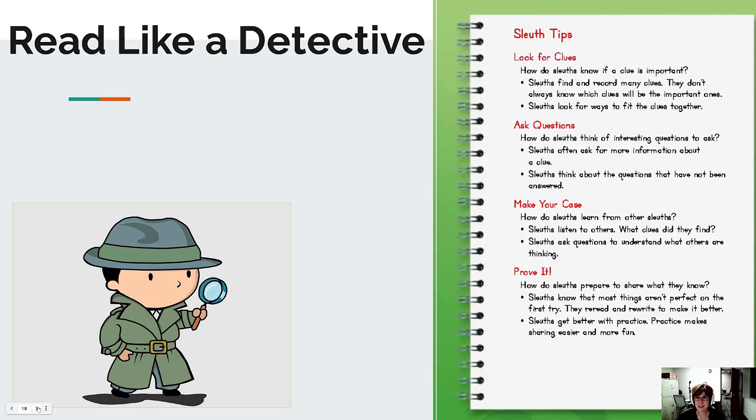So when we read like a detective, remember we look for clues, we ask questions, we make a case, and we prove it. So you're going to be looking for clues today, and you're going to be looking for clues for text evidence and describing words. And as you read, the question that I want you to ask yourself is, what are these describing words telling me about? And what text evidence is the author using to make his or her point? And then in your Seesaw assignment, you're going to make your case and prove it.